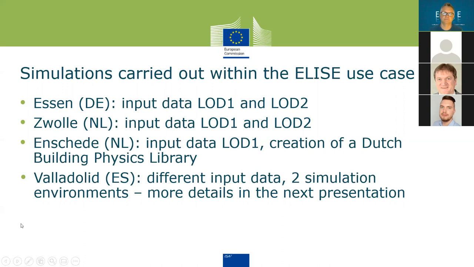So in the project Giacomo introduced, we carried out simulations in this mentioned use case in three European countries: Germany, the Netherlands, and Spain. In the city of Essen, we used a CityGML LOD1 and LOD2 model. LOD1 is an extruded footprint, so it's a box model in that sense, and LOD2 has a detailed roof structure.